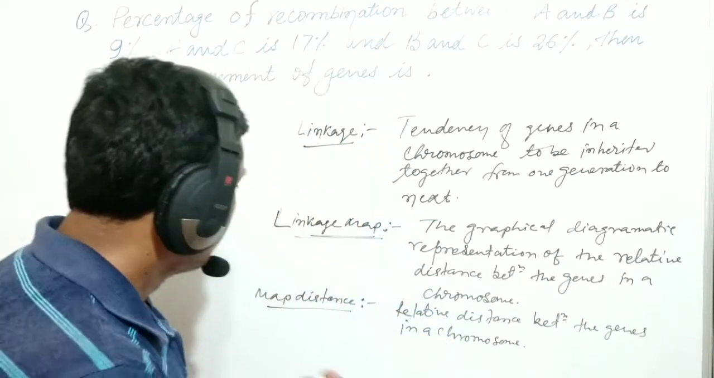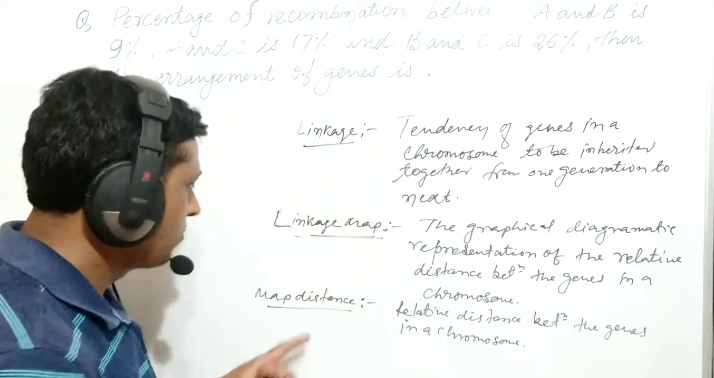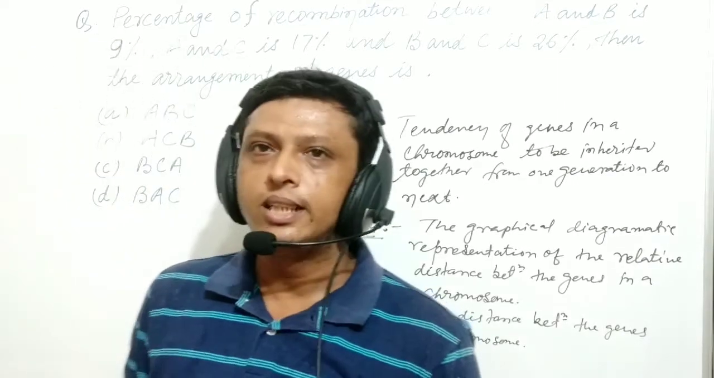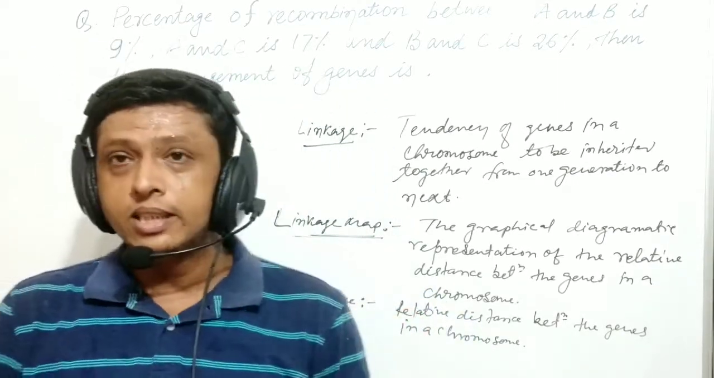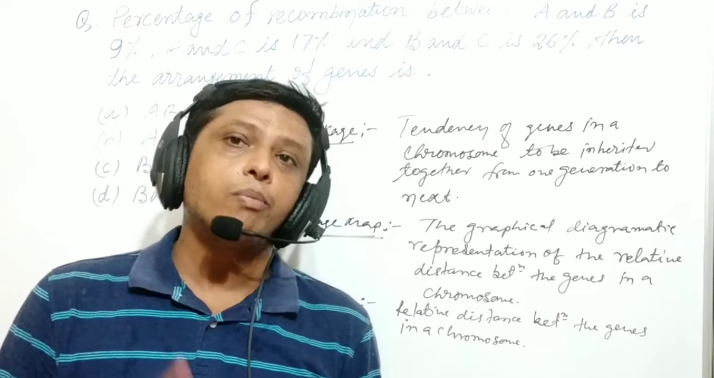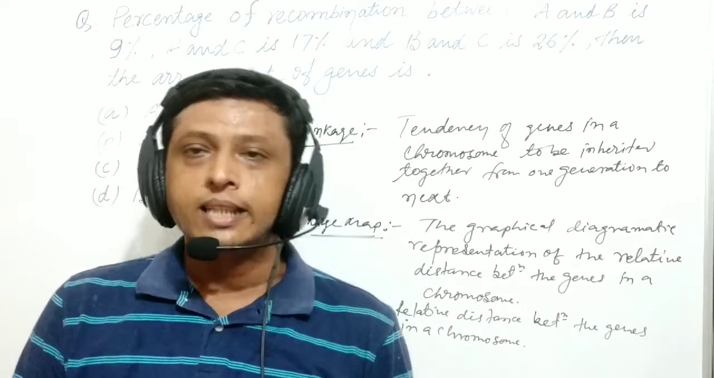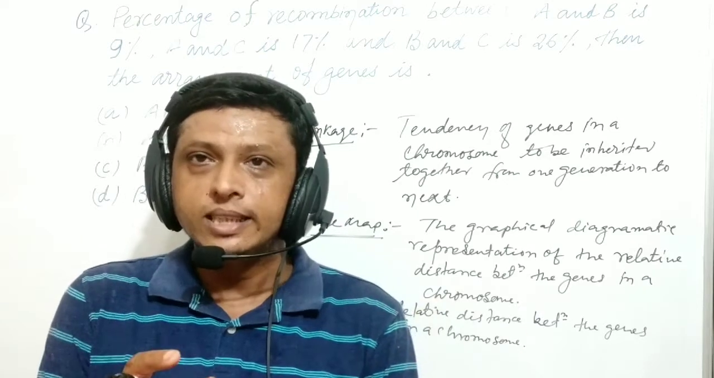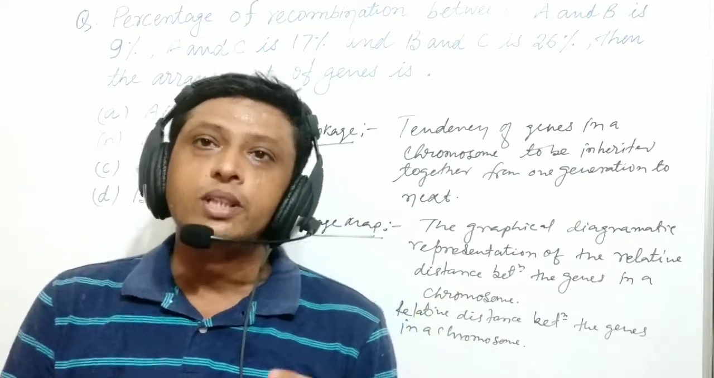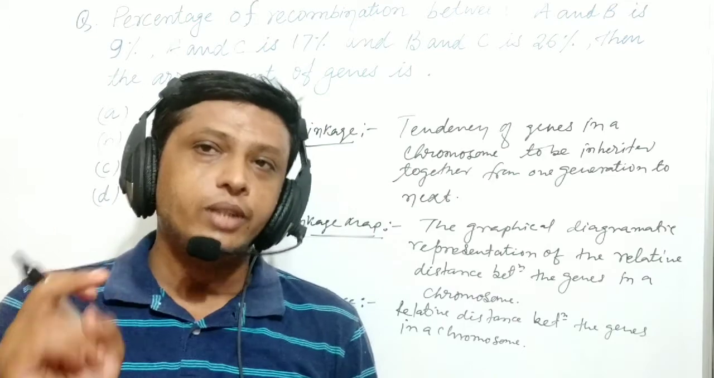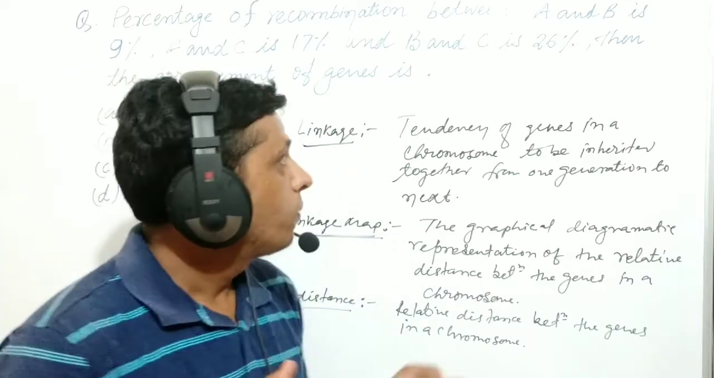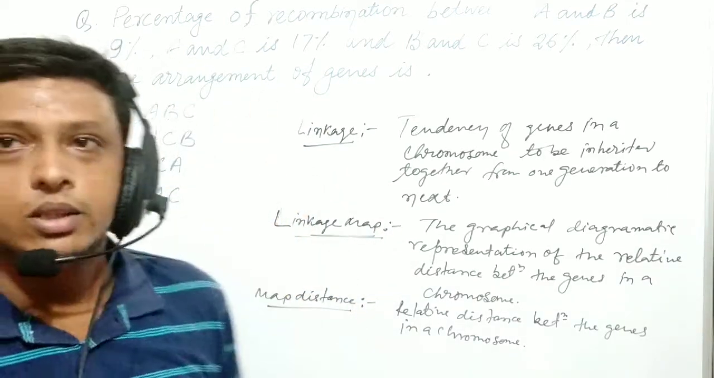So this is not the physical distance. First of all, we have to remember this is not the actual physical distance. This is the relative distance, and the frequency of recombination is directly proportional to this relative distance. That means the relative distance between the genes is measured in terms of frequency of recombination. All right, so now we can move to the question.